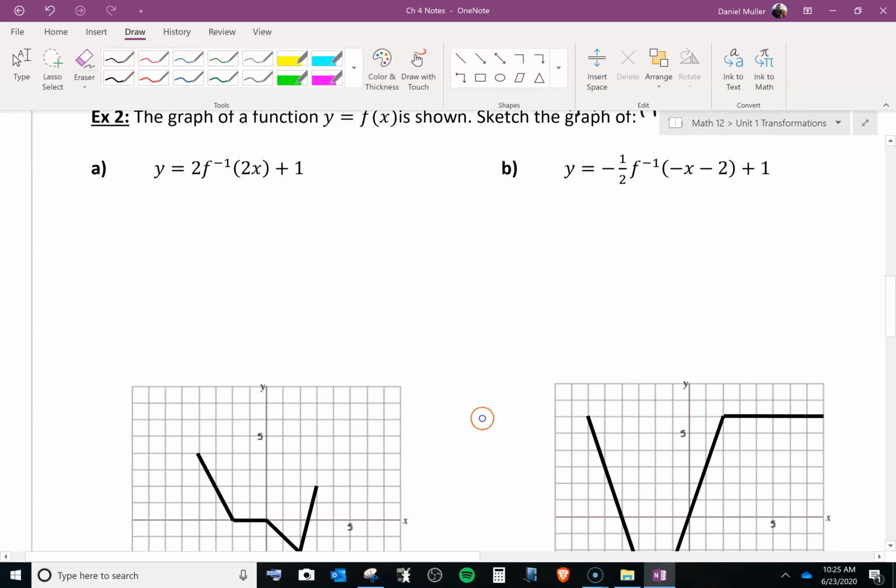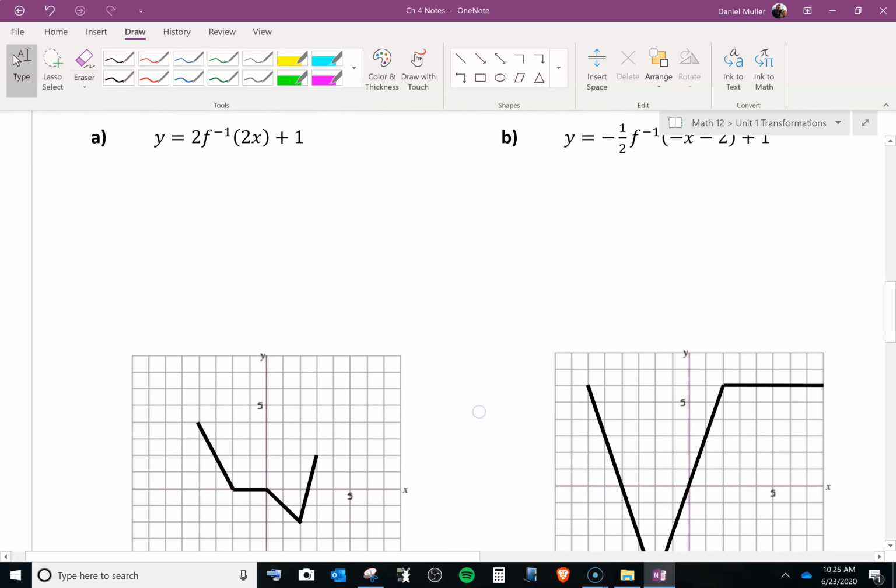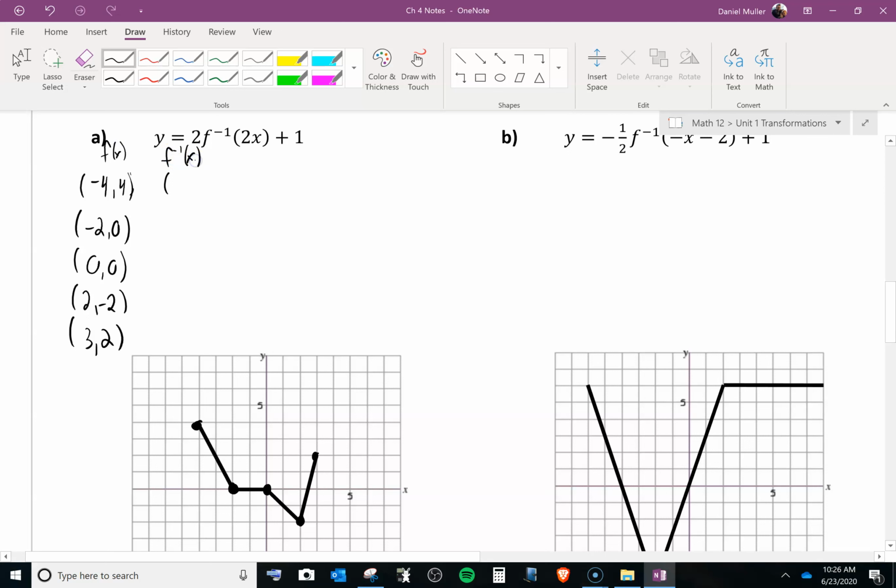So I need to, I guess, first find out what my points are. Normally it would just be these, but I got to swap the x and y. So I got to write down what my points are. I think I've got 5 of them here. So I've got negative 4, 4, negative 2, 0, 0, 0, 2, negative 2, and 3, comma 2. So I got my 5 points, and I can swap them immediately. So this is my f of x points, but now I'm actually going to find out what my f inverse of x points would be.